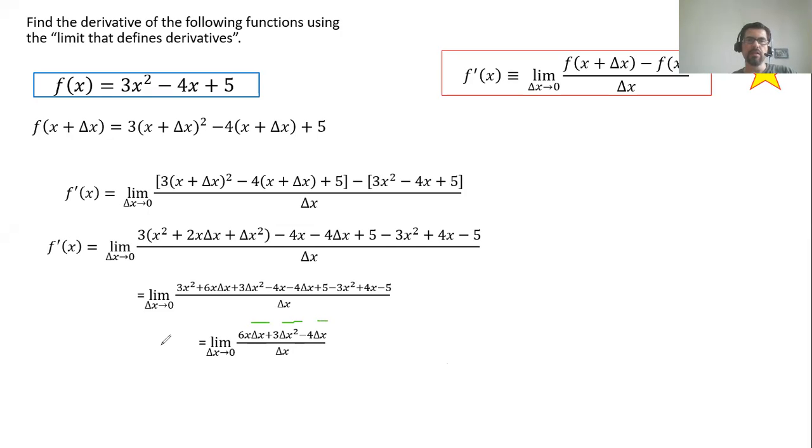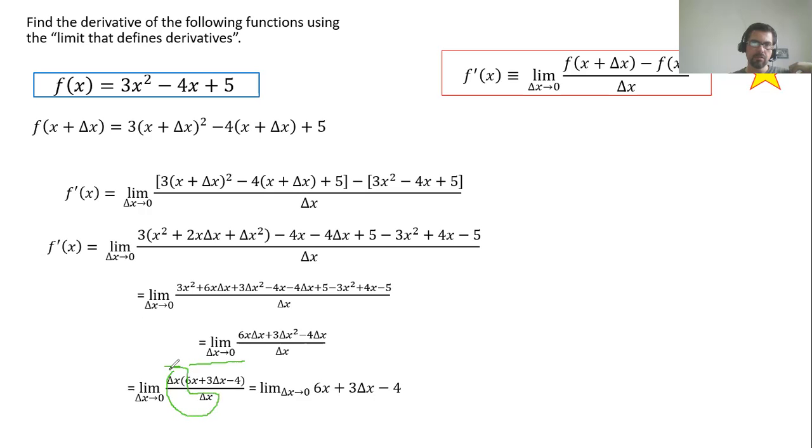So we proceed to evaluate by factoring. The common factor that is convenient to take is delta x. So we take delta x as common factor, and we have delta x times the trinomial 6x plus 3 delta x minus 4. This is very convenient because delta x divided by delta x is 1. Some people say we cancel this. All we have left is the limit as delta x approaches 0 of 6x plus 3 delta x minus 4. We have to evaluate this limit, and we're done. It's not that hard anymore. We're almost there.